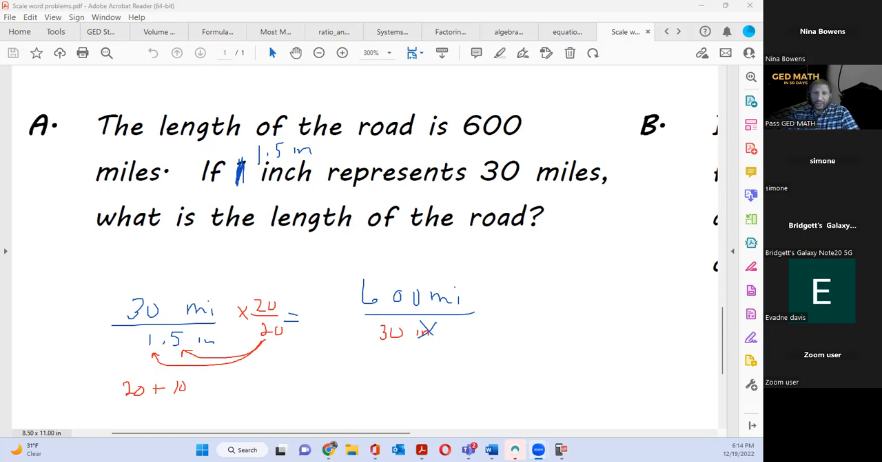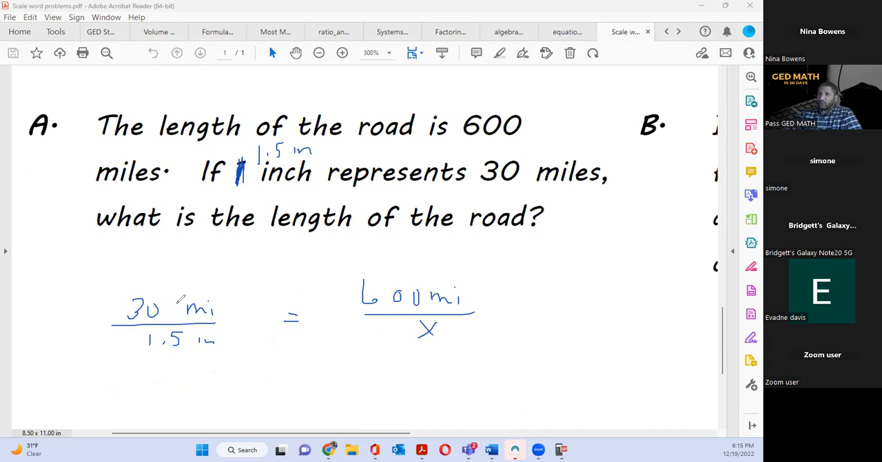using equivalent fractions. But again, we could also do unit rate, or cross multiplication. Oops, undo. I don't want the red. Hold on. Okay, that was equivalent fractions.